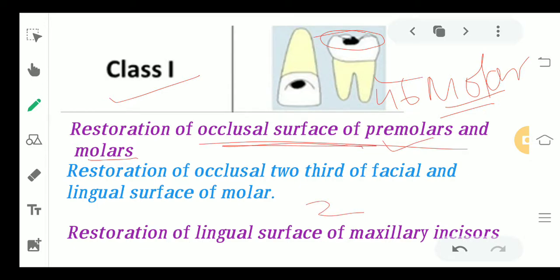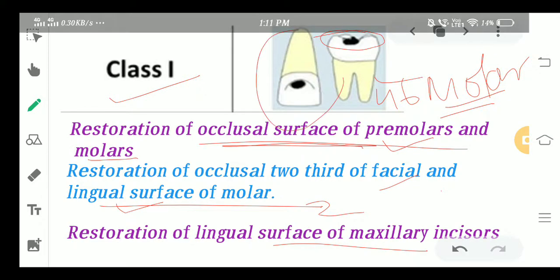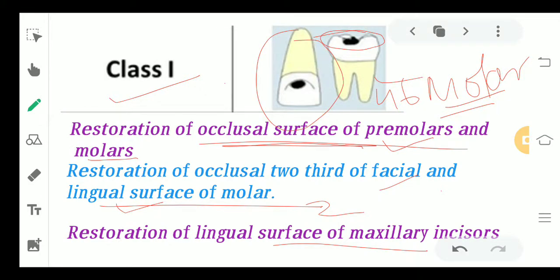Secondly, it is going to be restoration of the occlusal 2/3 of the facial and lingual surface of the molar. If the caries have extended to the facial and the lingual surface of the molar, then you're going to do it on that surface. Next, restoration of the lingual surface of maxillary incisors. In maxillary incisors, if caries are present on the lingual surface, then you're going to do this particular class 1 type of cavity preparation in that case. Lingual surface, I know you all know this, is towards the tongue.